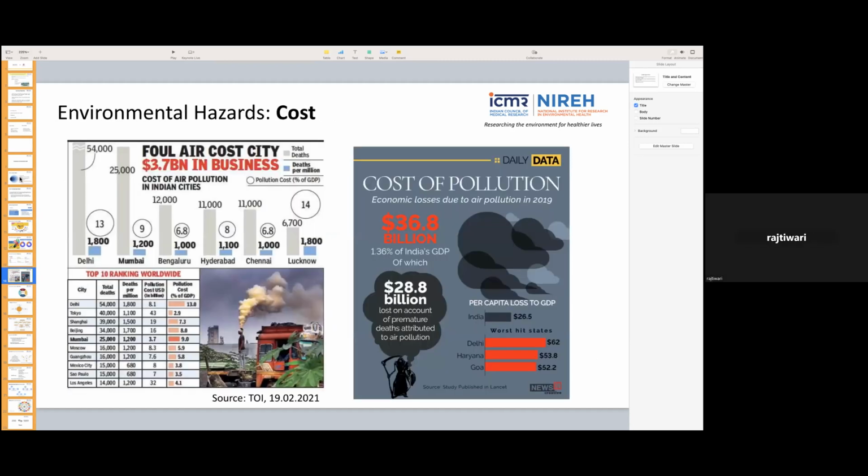Not only in terms of figures, but also in terms of cost. It is a costly affair.